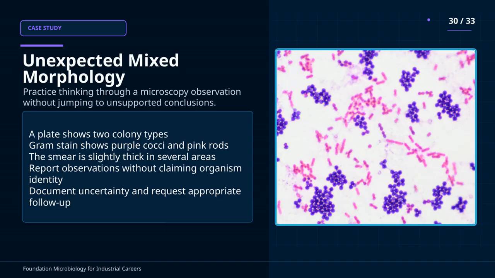In this case scenario, 2 colony types are present, and the gram stain shows purple cocci in clusters together with pink rods. The correct response is to report the observed morphology. Note that the smear is slightly thick and request appropriate follow-up rather than immediately naming a specific organism.